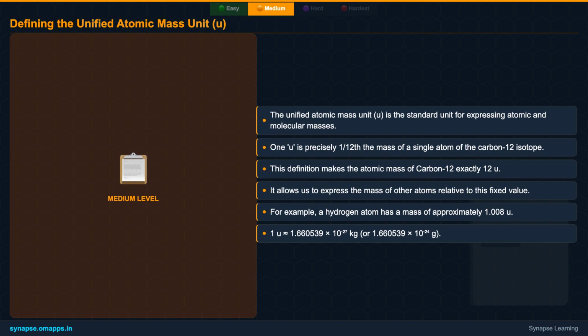For instance, a hydrogen atom has an atomic mass of approximately 1.008 U, and an oxygen atom is about 16 U. In terms of grams, 1 U is incredibly tiny, roughly 1.660539 multiplied by 10 to the power of -24 grams.